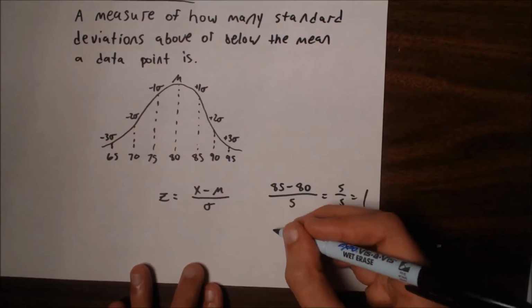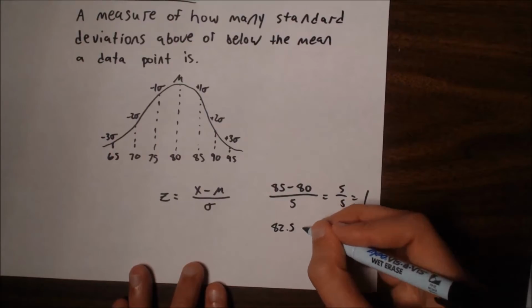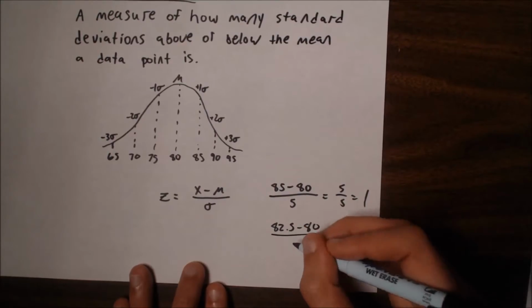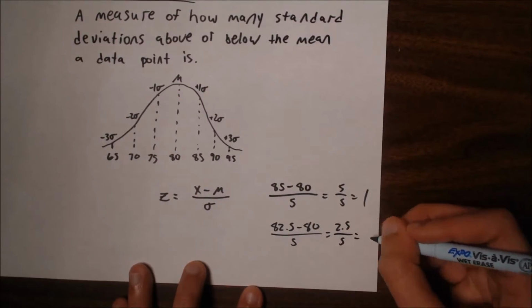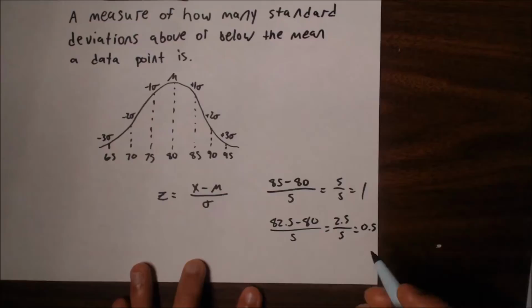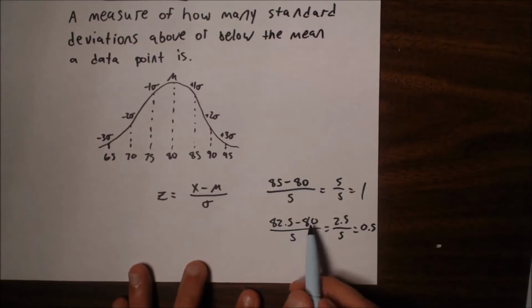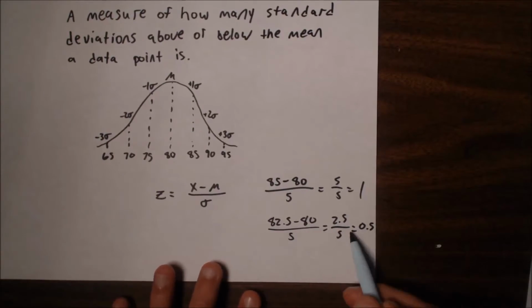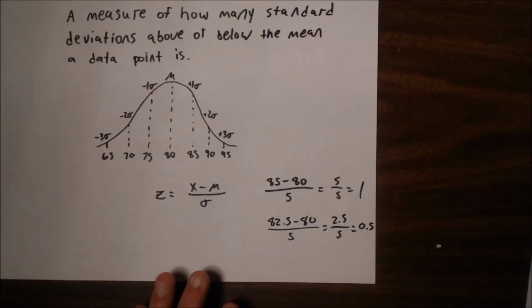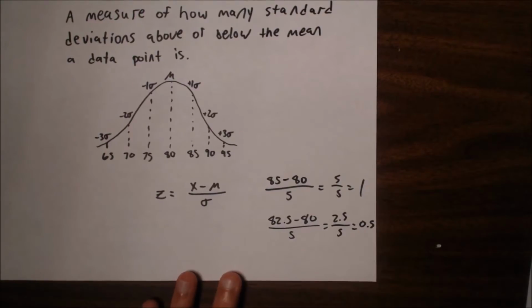The other example I said, maybe you have 82.5 minus 80. Divide that by 5. Well, that's going to give you 2.5 divided by 5, which is 0.5. So as you can see, you find the difference of your data point and the mean to find out how far away from it you are, and then divide by the standard deviation. What you're finding is how many standard deviations you are from the mean, and it can be a decimal or it can be a fraction.